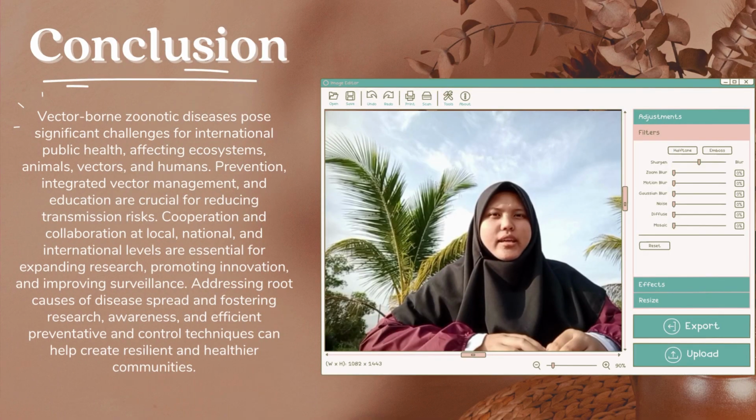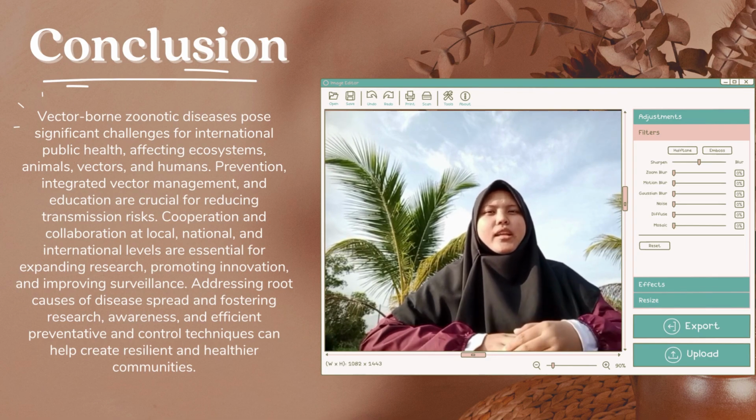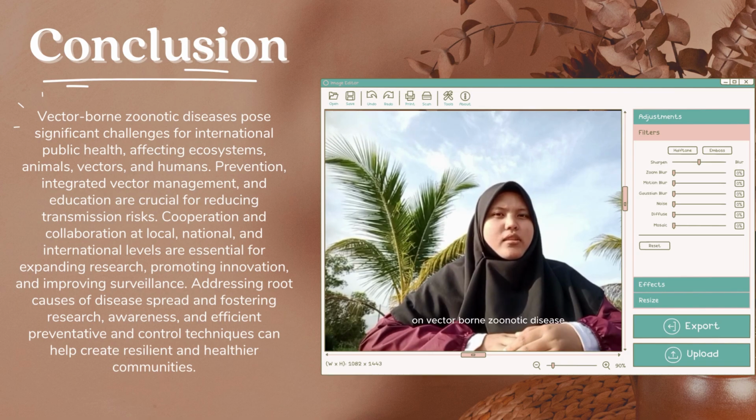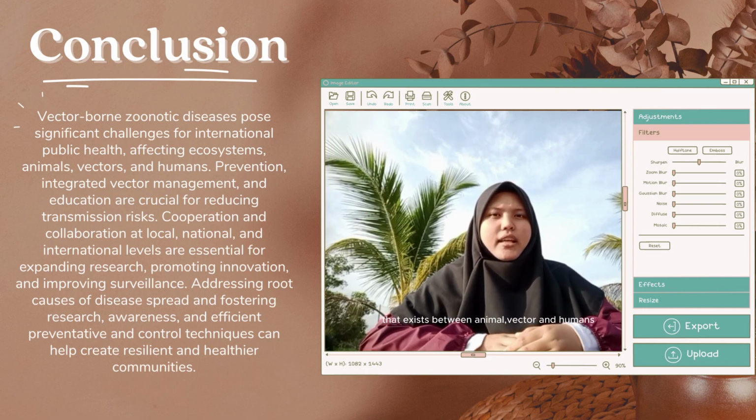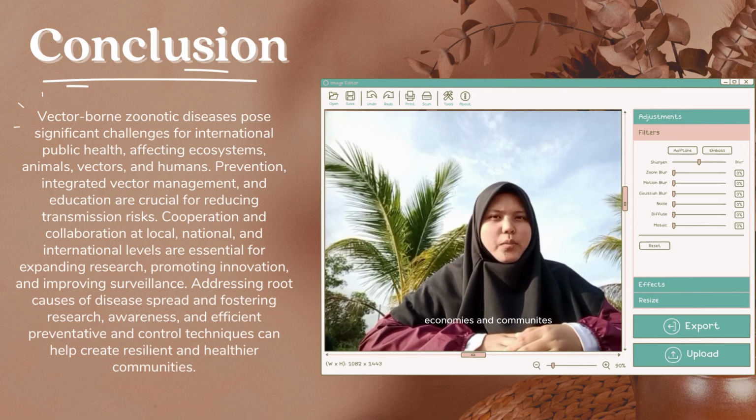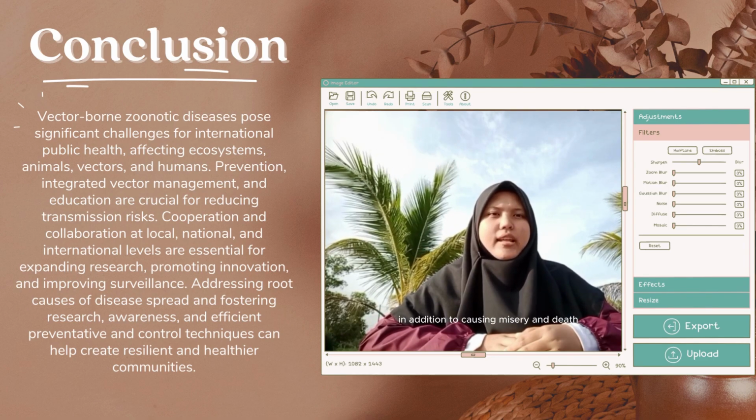Thank you. So, with that, we have reached the end of our presentation today regarding vector-borne zoonotic disease. As we come to the end of our discussion on vector-borne zoonotic disease, it is clear that this condition provides a serious problem for international public health. We must give this complex transmission cycle our whole attention and effort because of the complex relationship that exists between animal vectors and humans. We have seen the effect of numerous diseases throughout our discussion, including Zika virus, chikungunya, dengue fever, and malaria. These diseases strain healthcare systems, economies, and communities in addition to causing misery and death.